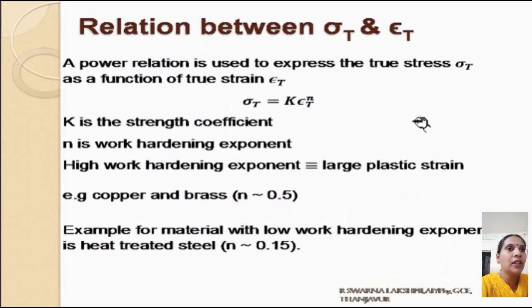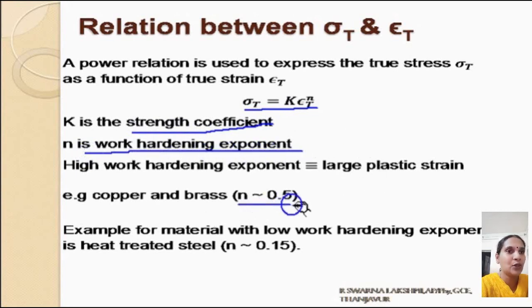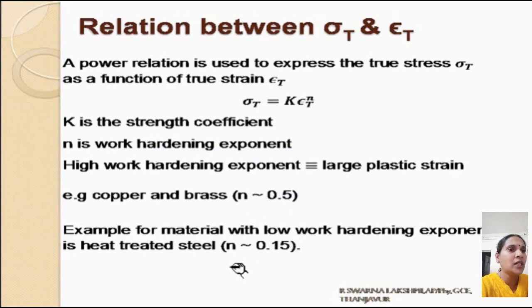The relation between true stress and true strain is given by sigma T equals K epsilon T power n, where K is the strength coefficient and n is the work hardening exponent. A large work hardening exponent means large plastic strain. For example, copper and brass have an n value of nearly 0.5. A material can also have a low work hardening exponent, for example n is 0.15 in the case of heat treated steel.